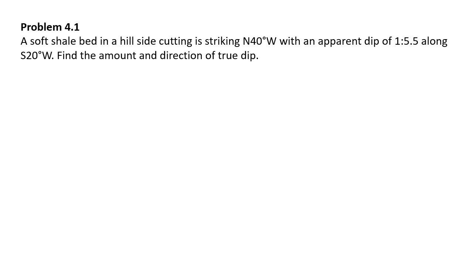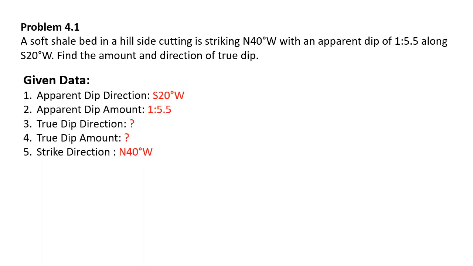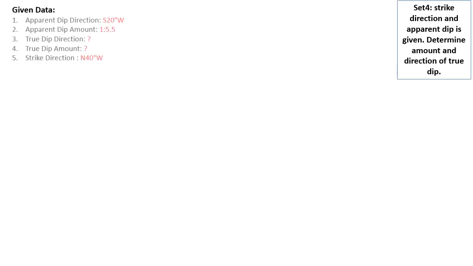true depth. So here strike direction is given. Along this strike direction, what is the true depth we are going to find? So the given data, the amount, the apparent depth direction and amount is given. From this we are going to find what is true depth and what is true depth direction and true depth amount. And also the strike direction is given. So here we will see how to solve this.